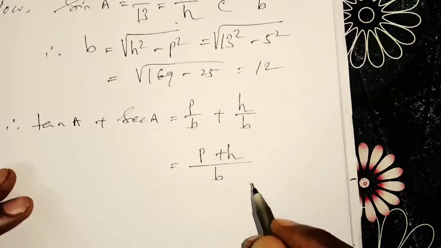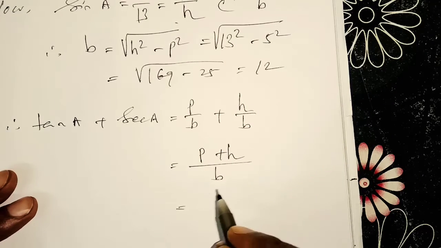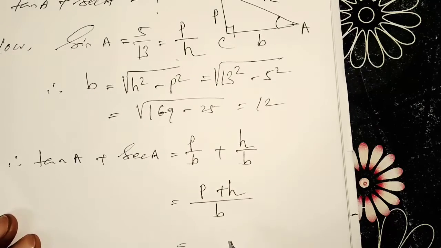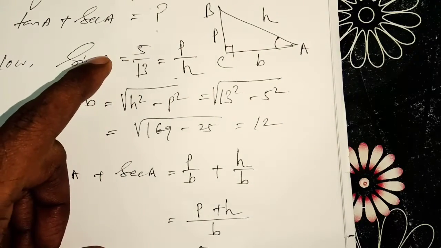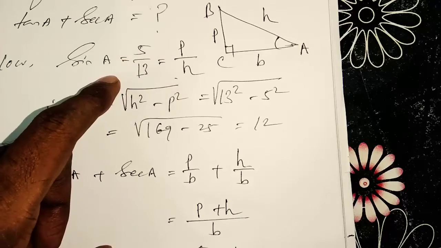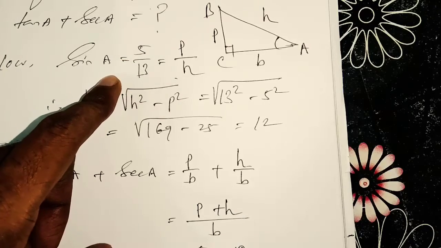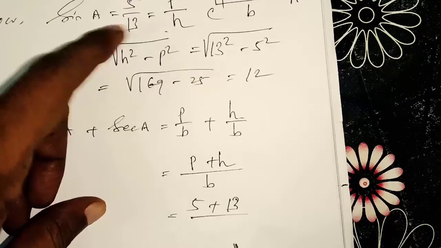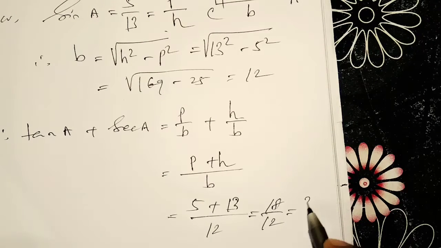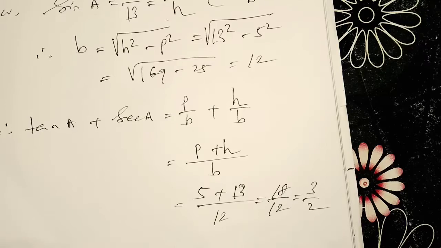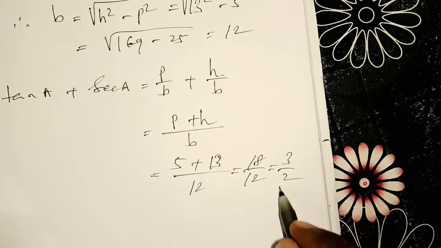Now put the values here. P equals how much? P equals 5, and H equals 13. And base, how much did you get? Base is 12. So what is the result you are getting? That means 18 by 12. Just cancel. 6, 3, 6, 2. So what is the answer? 3 by 2. Very easy question.